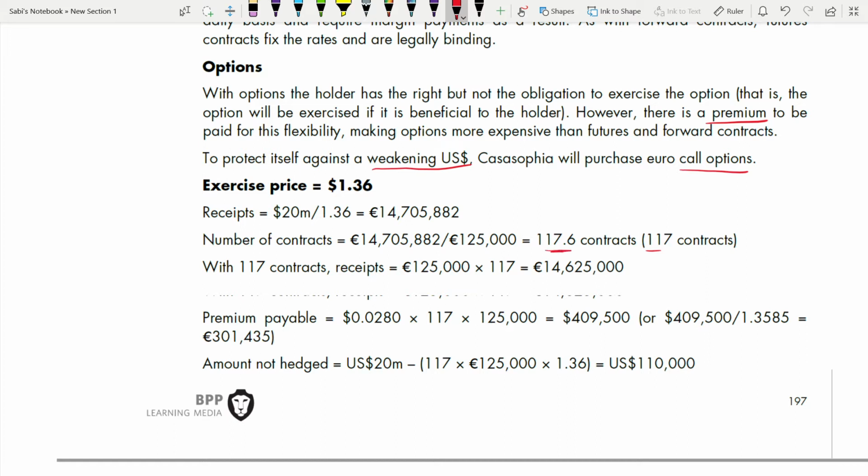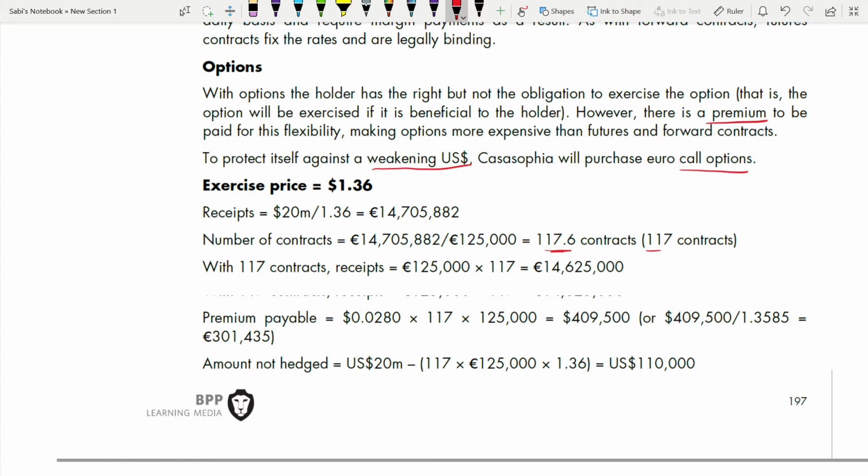Whenever there's a decimal, you will understand there's under hedging or over hedging. In this case, it will be under hedging. How will you know? Because it is 117.6, but you are using fewer contracts. Fewer contracts you are using, it will be under hedged. More contracts you are using, it is over hedged. This will be under hedged. That means the remaining portion you need to hedge using forward, because you are not using that 0.6 contract, you are using less than required.